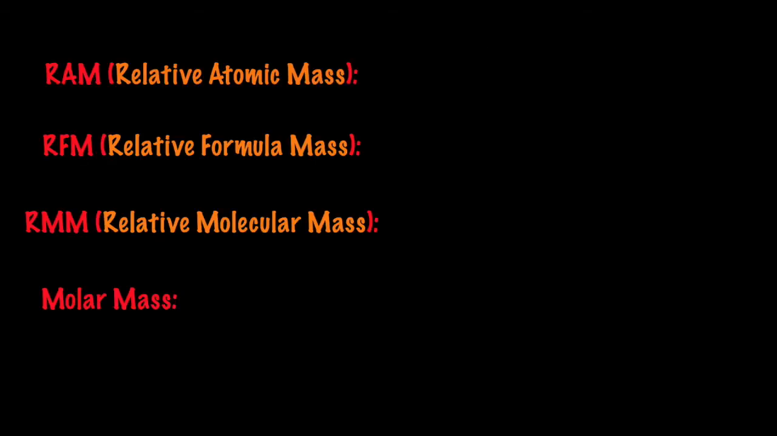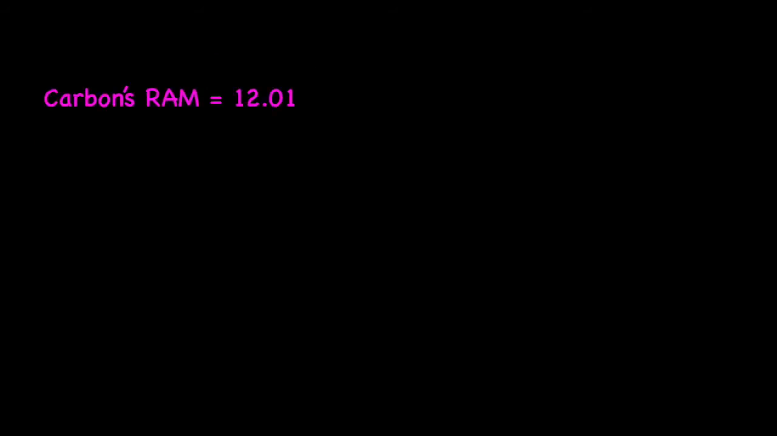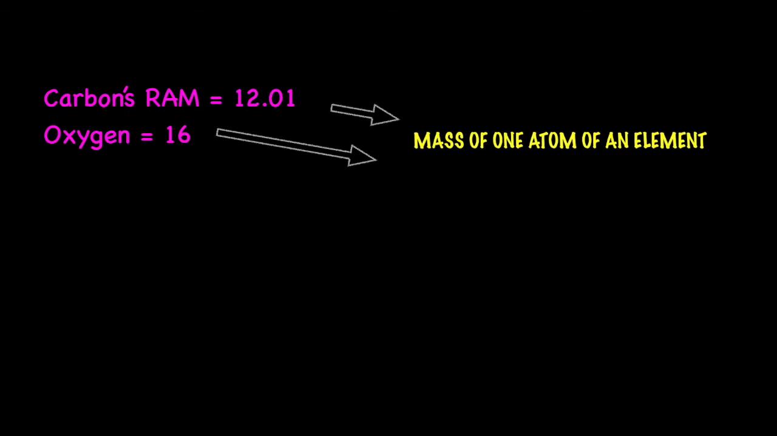You might have heard the terms relative atomic mass, relative formula mass, relative molecular mass, and even molar mass, but might be wondering what these actually are or what they mean. Well, relative atomic mass (RAM) and relative formula mass (RFM) are essentially the same. They refer to the atomic mass given on the periodic table. Like carbon's relative atomic mass would be 12.01 and oxygen's would be 16. These are all the masses of one atom of each element.